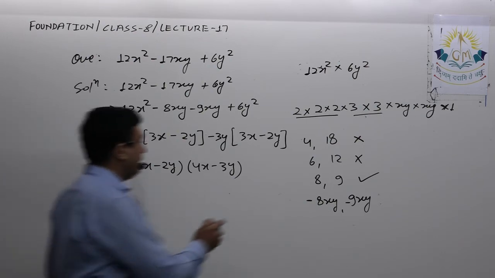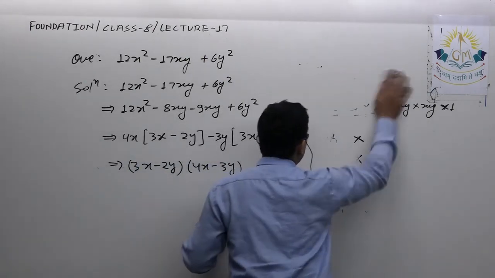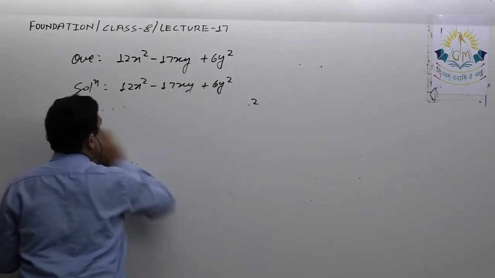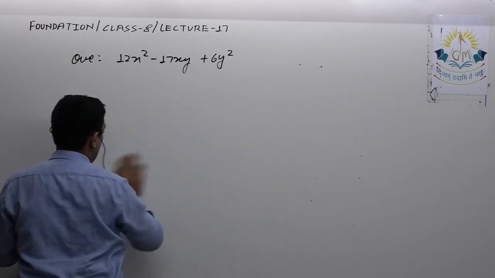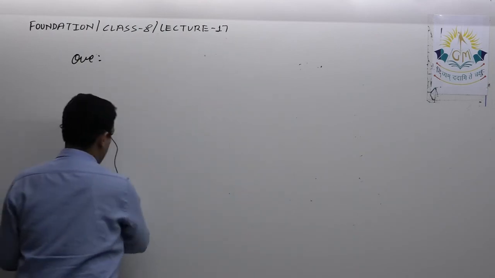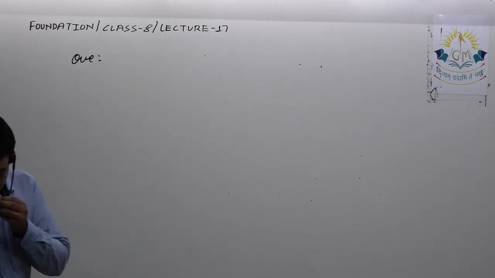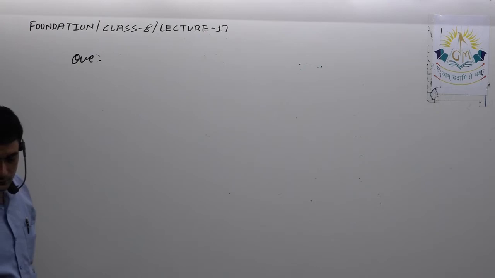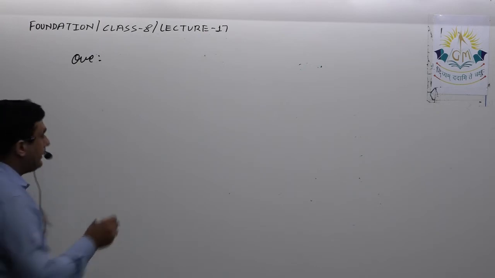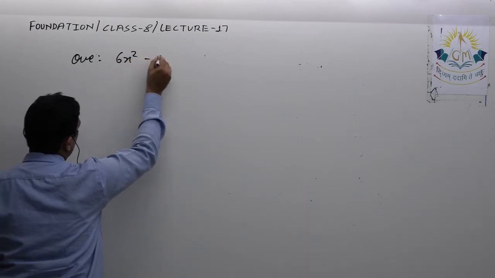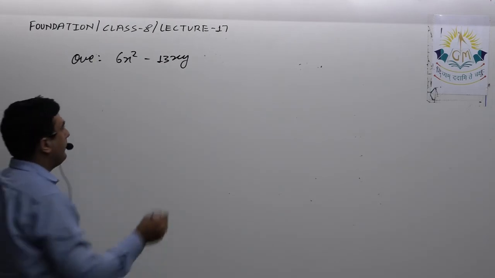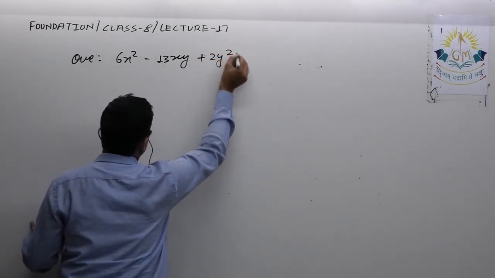Okay, now let us see the next question. Next is 6x square minus 13xy plus 2y square.